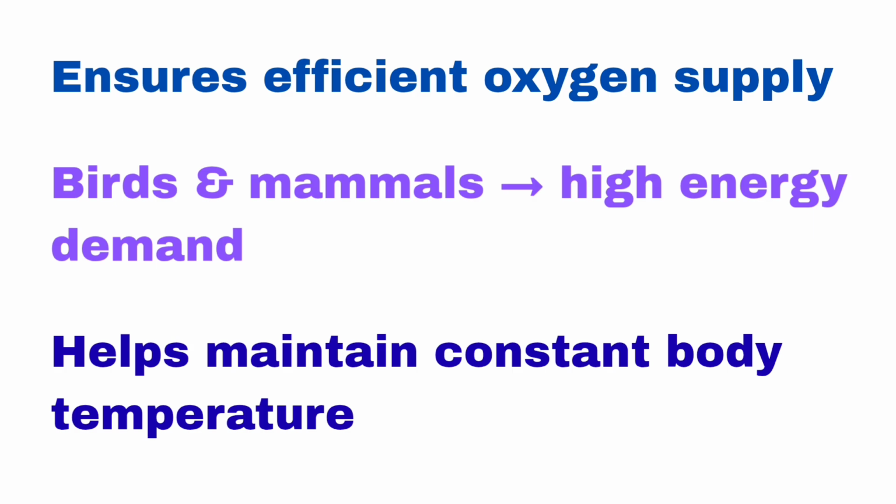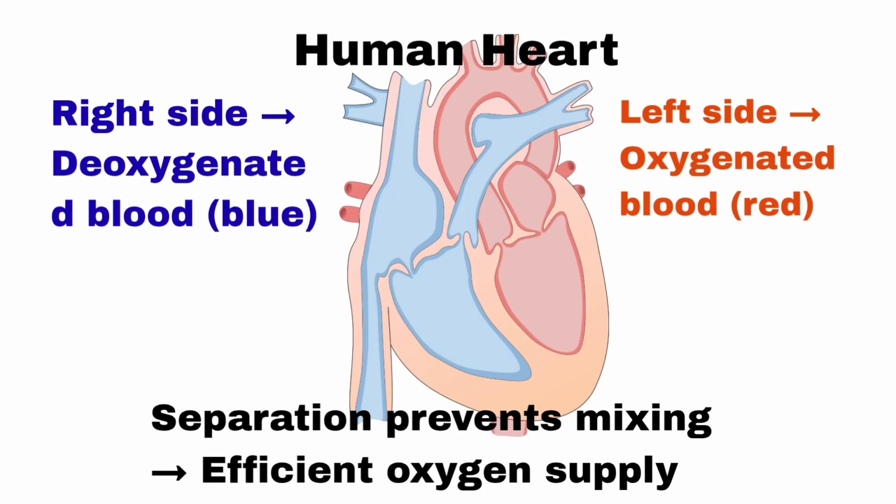And who really needs this efficient system? Animals like birds and mammals. Why? Because they require a lot of energy to maintain a constant body temperature. And think of birds flying continuously or humans jogging on a hot day. The separation in our heart helps us to live an active life with stable body temperature.